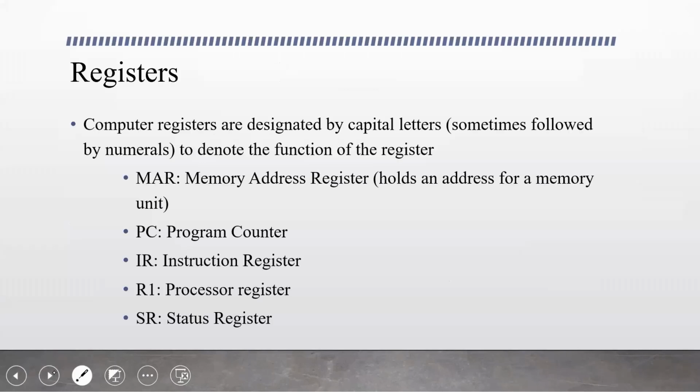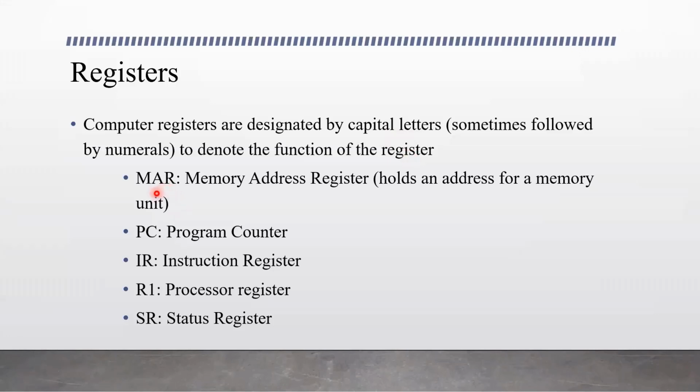The first operation is register transfer, that is, transfer of information from one register to another. We know registers are used to store information for fast, quick access. They have a small amount of storage, and for easy access of information, the processors contain registers. The data are stored in registers, and computer registers are designated by capital letters.